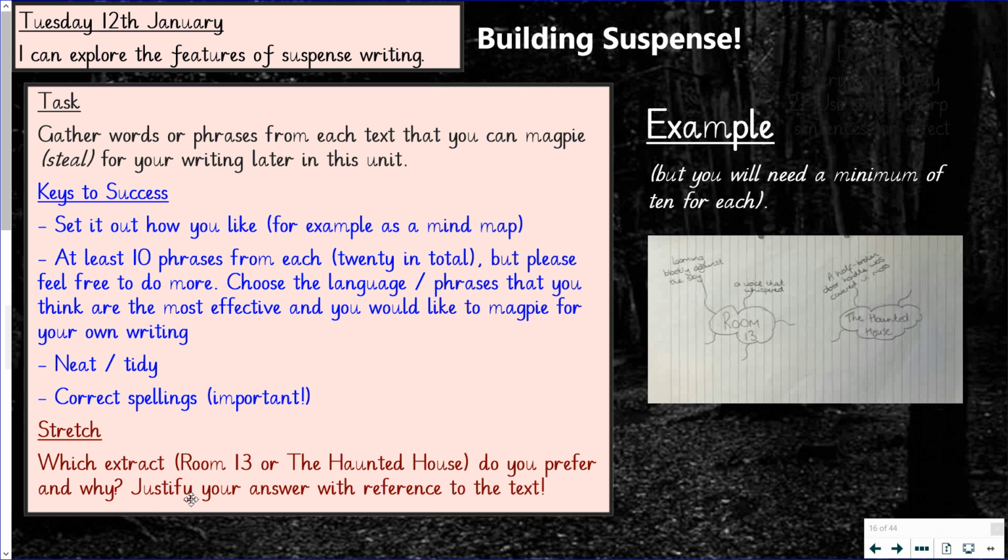As a stretch activity for some of you, if you'd like to do this, an extra thing as well. We've read 2 different extracts today, Room 13, Chapter 1, and the haunted house. Have you got a preference to which one you prefer, and why? It's a bit like one of those comprehension questions. Can you justify your answer? So if you say you prefer Room 13, Chapter 1, can you give me a reason why, and maybe reference some of those features of suspense writing that we alluded to earlier on? Or likewise, if you say you prefer the haunted house, why do you prefer the haunted house, and why? The key thing there is to write in full sentences justifying your answer.